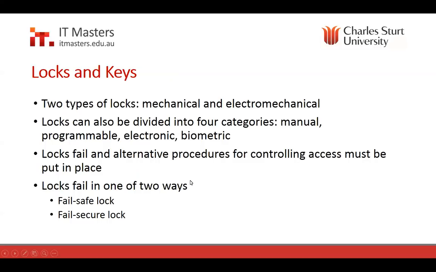So locks and keys, I don't want to spend too much time on this. We know about locks and keys. We can have mechanical, electromechanical locks. We can have manual locks, so open by hand. We can have programmable locks, so they're programmed to open at a certain time and close at a certain time. We've got electronic locks. We've got biometric enabled locks, so you need a retina scan or a thumbprint as we see in the movies. Locks can fail, of course, at different times, and therefore alternative procedures for controlling access must be put in place. Generally that would fall back on some sort of physical access.